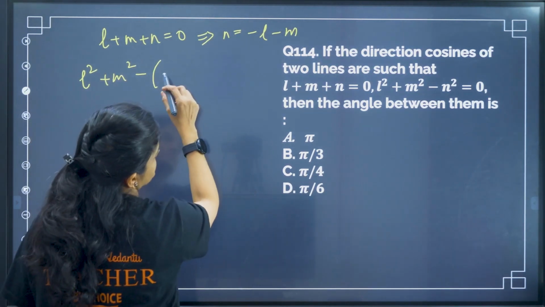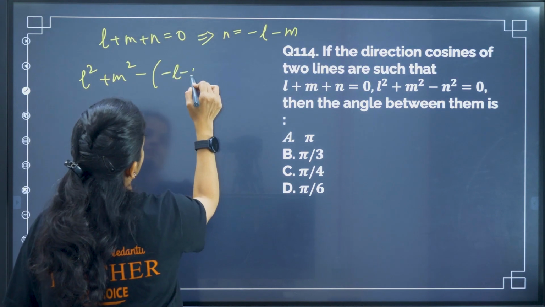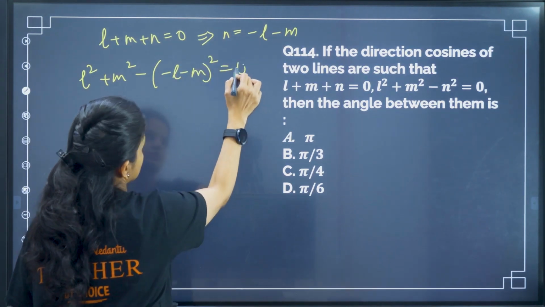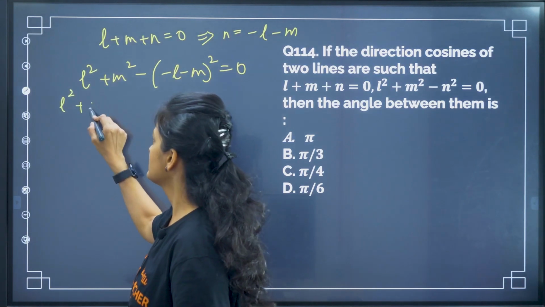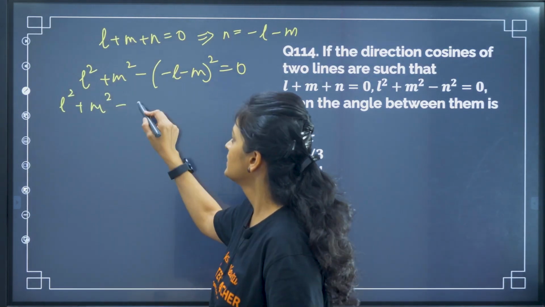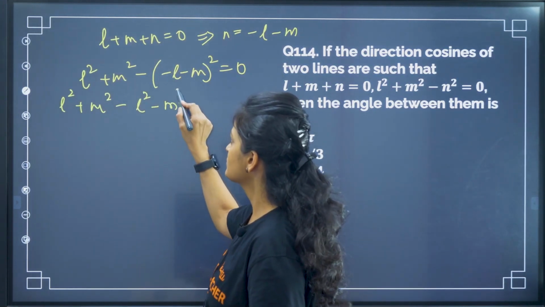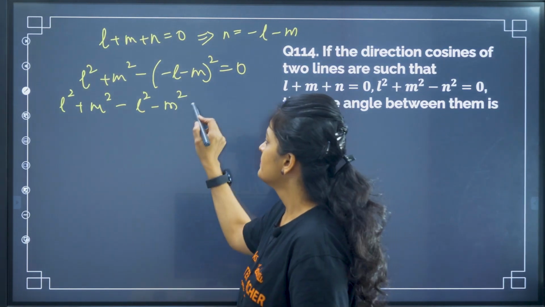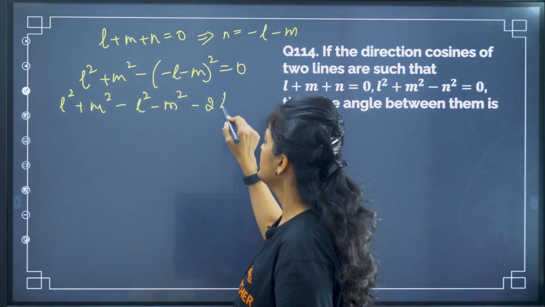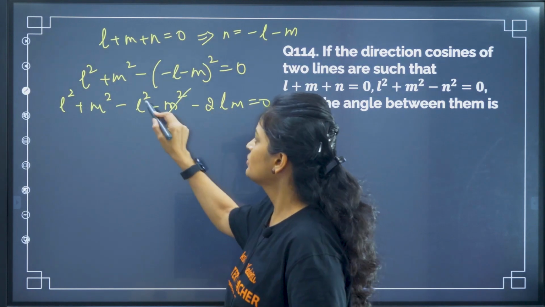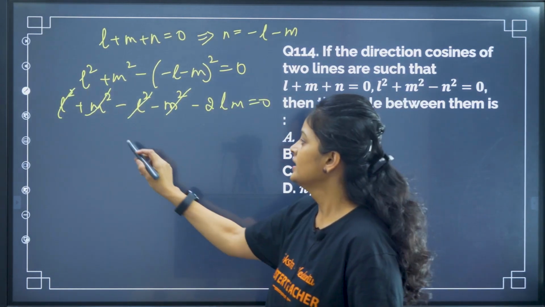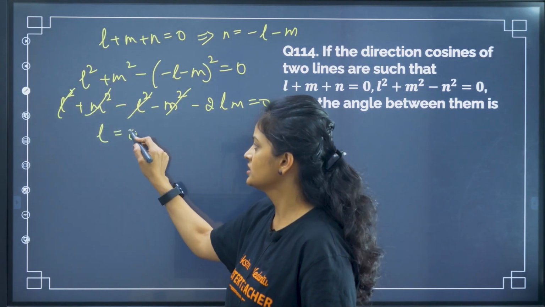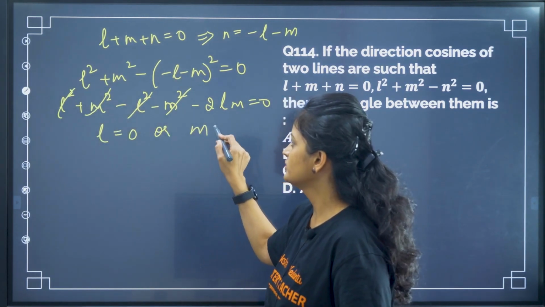So that becomes minus L minus M whole square equal to 0. Isn't it? So L square plus M square minus L square minus M square minus 2LM equal to 0. Minus 2 can't be equal to 0. Either L has to be equal to 0 or M has to be equal to 0.